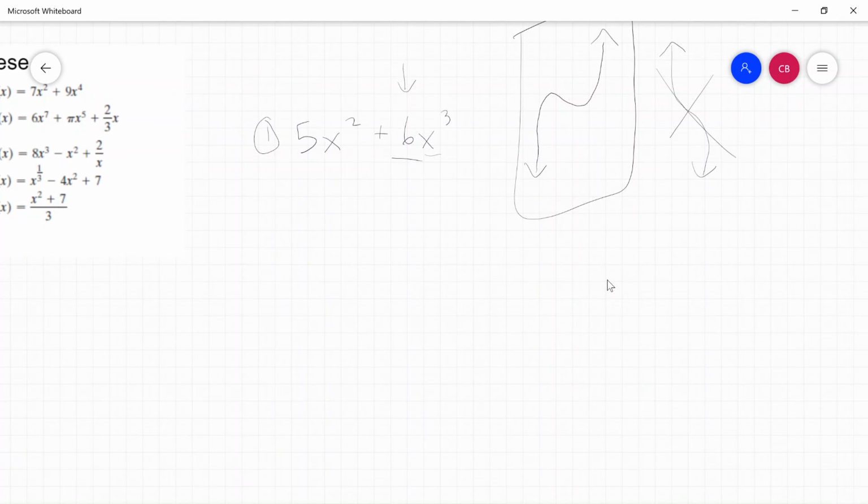Let's say this is equal to y. Let's look at some zeros of this thing. We have 5x squared plus 6x to the third equal to y equals 0. We're looking for 0. So if we factor out an x squared, we have x squared times (5 plus 6x) equals 0. So now x squared is equal to 0, which means x equals plus or minus 0.